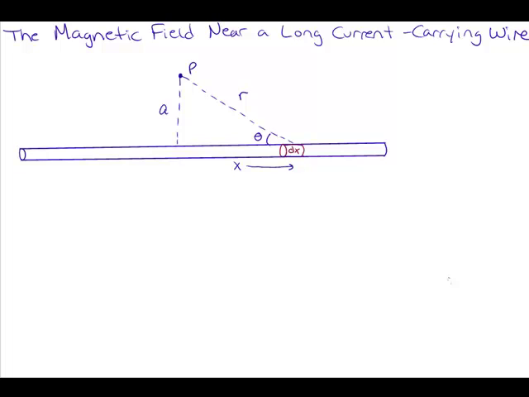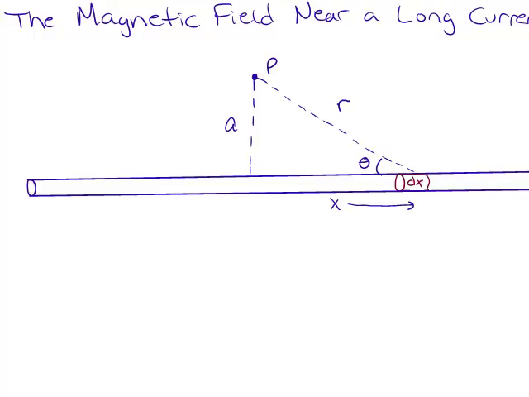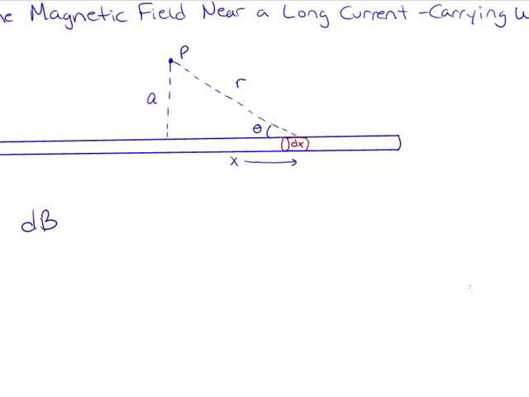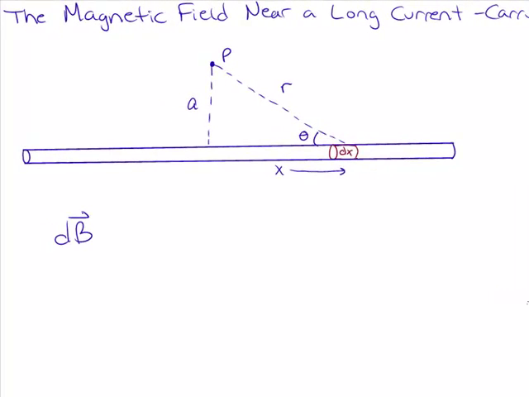Okay, we're going to use the Biot-Savart law to derive the equation for the magnetic field near an infinitely long current-carrying wire. And we'll start with the Biot-Savart law, which says that the small contribution to the total magnetic field at point P by the small segment of the infinitely long wire dx is directly proportional to the current in the segment dx, so directly proportional to I.